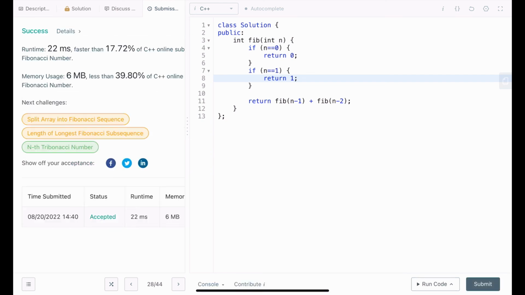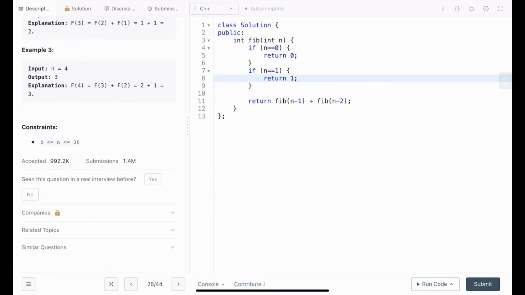So you can see that we have got the right solution, and you might want to notice that the runtime is not as good. It is only better than 17%, because as I told, due to the repeating subproblems, the complexity is really bad, and we can really optimize it using a DP approach.